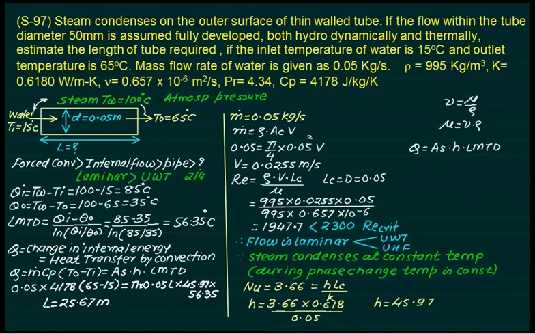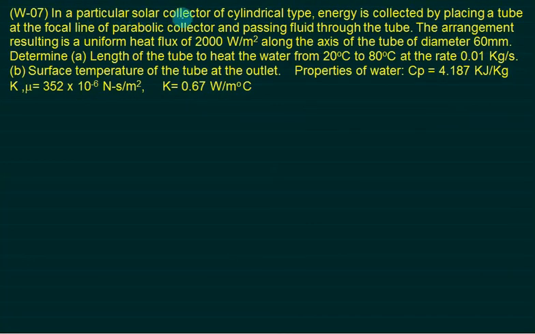That completes the solution. Now, in a particular solar collector of a cylindrical type, energy is collected by placing a tube at the focal line of a parabolic collector and passing fluid through the tube. The arrangement results in a uniform heat flux of 2000 watts per meter square. You have to find the length of the tube as the water heats from 20 to 80 degrees Celsius, and you have to find the surface temperature of the water.